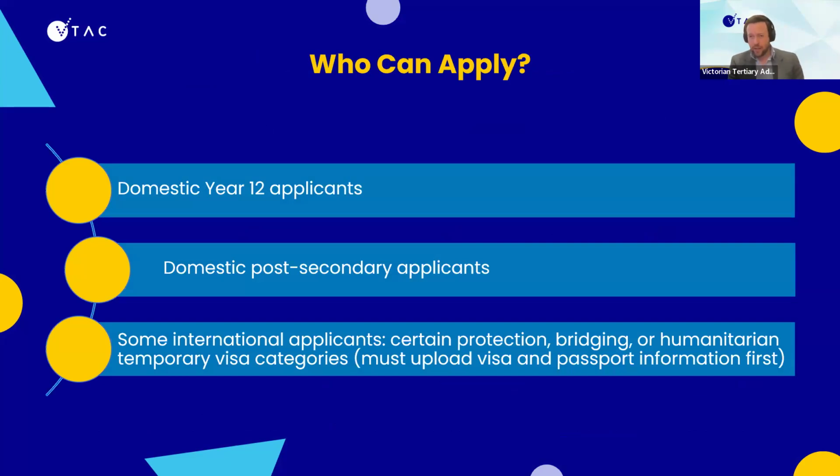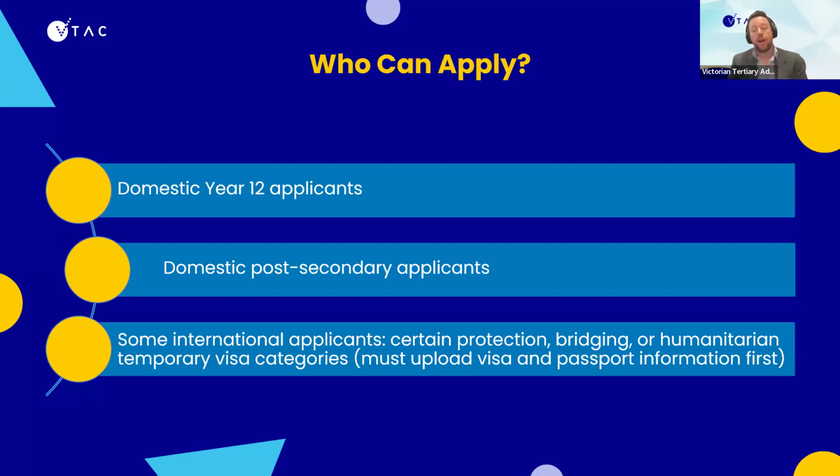We'll begin with who can actually apply for equity schemes, so special consideration and scholarships through VTAC. You're eligible to apply if you are a domestic VTAC applicant, so hold Australian or New Zealand citizenship, a permanent Australian residency visa, or an eligible temporary protection, safe haven, or humanitarian visa, or you're a bridging visa holder applying for a humanitarian visa.